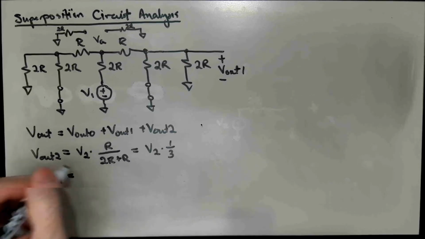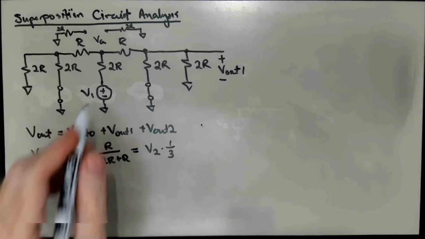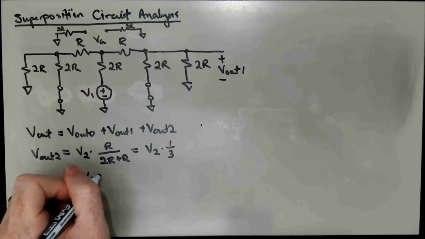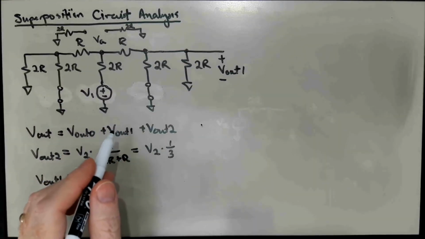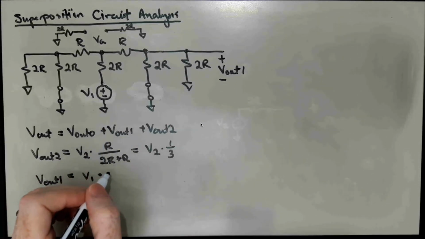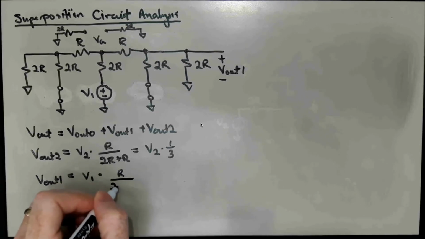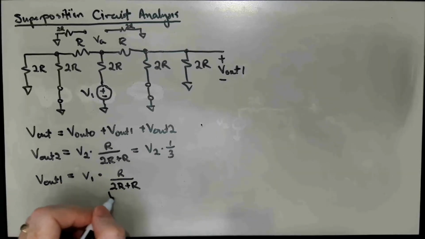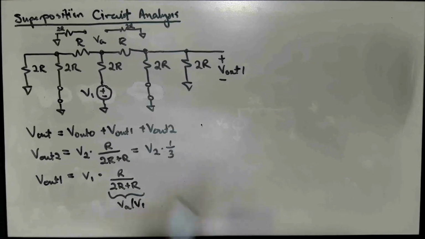So to start out with Vout, we're going to write down V1 coupling through a 2R into an R. And so to get VA, there's a voltage divider, which would be R over 2R plus R. So this is VA over V1. And that gets us the voltage on this node here.